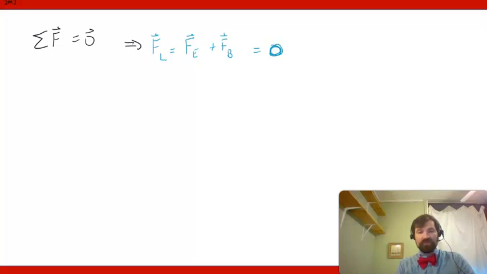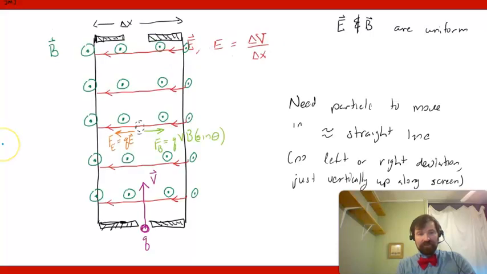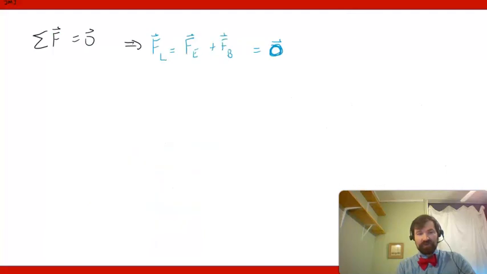It's moving quickly enough and gravity is weak enough in this case that we can treat gravity as 0. Again, looking at the diagram, Fe is in the leftward direction, Fb is in the rightward direction, so we can write something like negative Q times E, that would be this one right here, plus QVB, parenthetically with a sine theta, that would be this force here, is equal to 0.